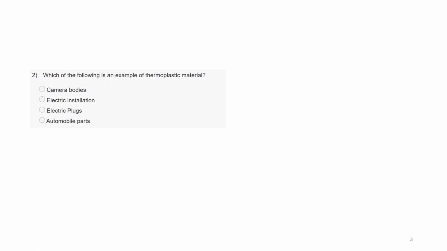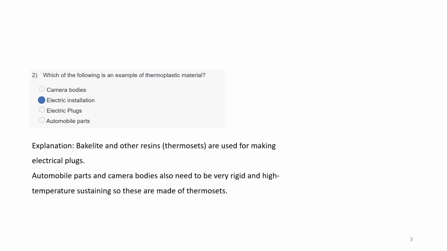Next question is, which of the following is an example of thermoplastic material? Your options are camera bodies, electric installation, electric plug, and automobile parts. So the correct answer here will be electric installation. Because for all of the other options, bakelite and other resins, thermosets, are used for making electric plugs, and automobile parts and camera bodies also need to be very rigid and high temperature sustaining. So these are made of thermosets.